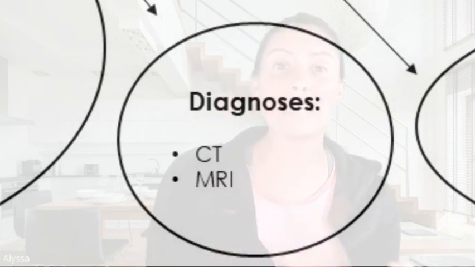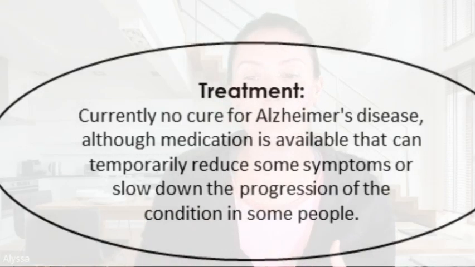Now, how is this diagnosed? Either through a CT scan or MRI. Under treatment, there's currently no cure for Alzheimer's disease, although there is medication available that can temporarily reduce some of the symptoms or slow down the progression in some people. There are medications that doctors can try with patients.